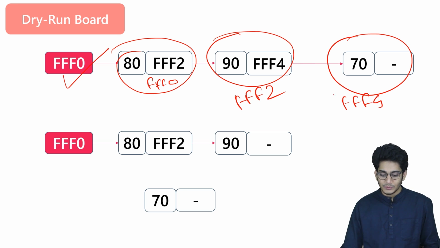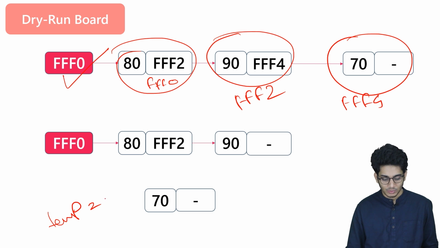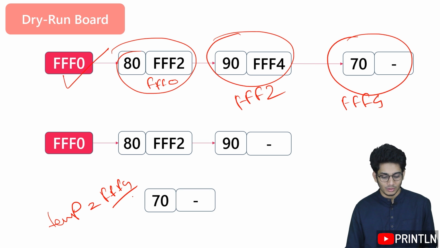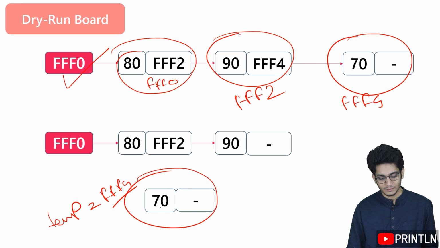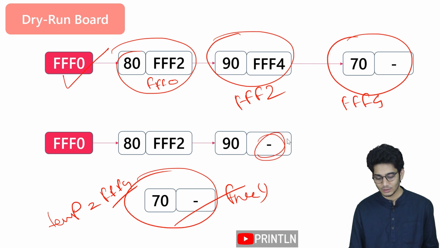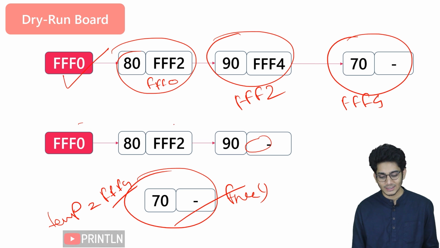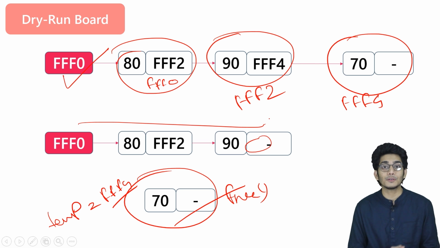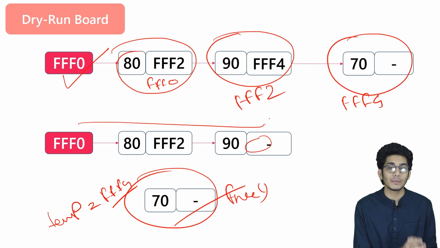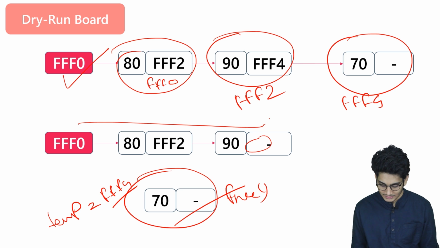Then we'll take a temp pointer. So let's write temp equals to, then within temp we'll assign FFF4. You can see that we have a temp pointer, and we have taken this node. Then we'll implement free over here, deallocate this node, and set null over here. Then we can traverse the list as well. So this is how we can delete an element from the end of a single linked list.